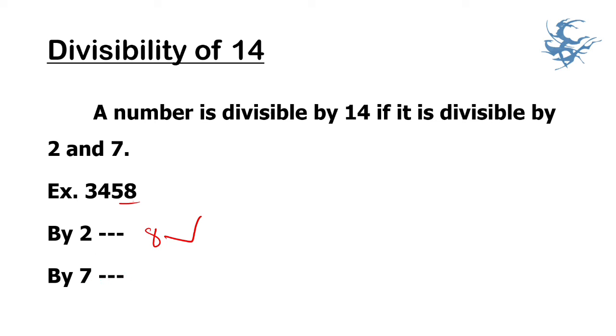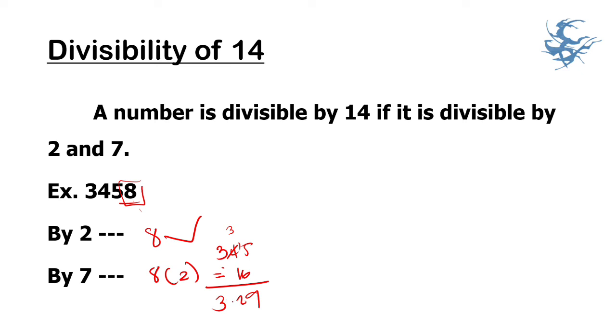Now, divisibility rule of 7. Anong gagawin nga natin dito? Multiply the last digit by 2. And then, i-minus natin yan sa remaining part ng number. Ang last digit natin dito is 8. So, i-multiply natin yung 2. 8 times 2 equals 16. I-minus natin sa 345. 345 minus 16 is 329. So, malaki pa yung number. It's not small enough to know if it is a multiple of 7 or not.